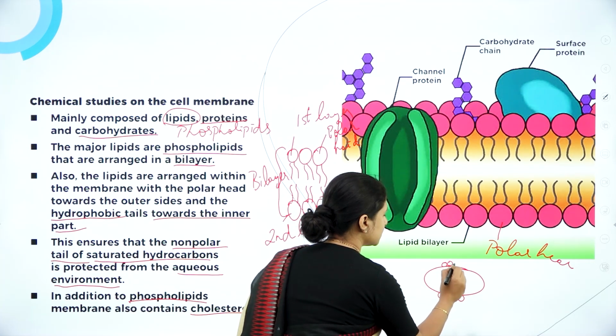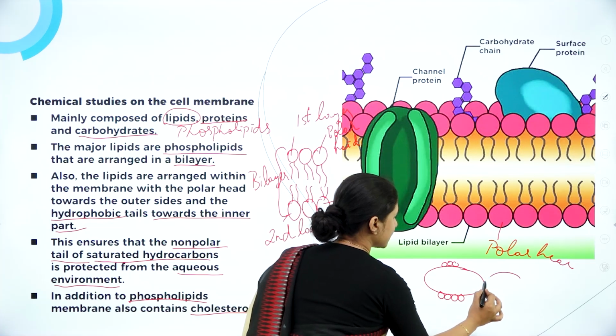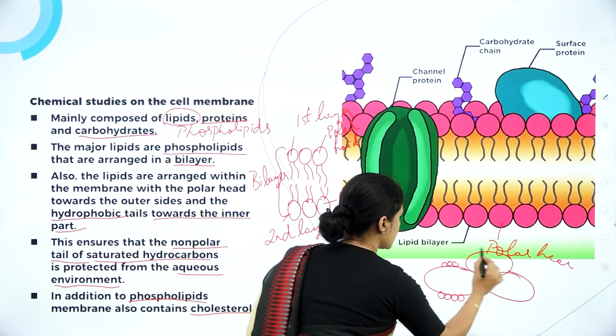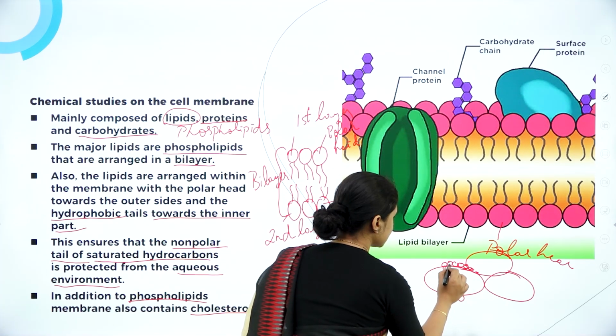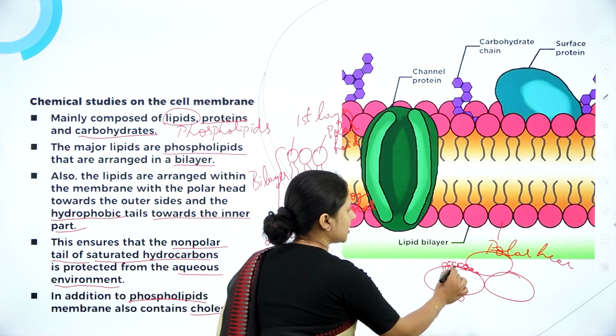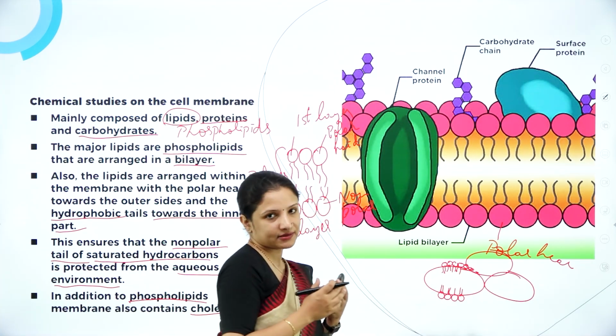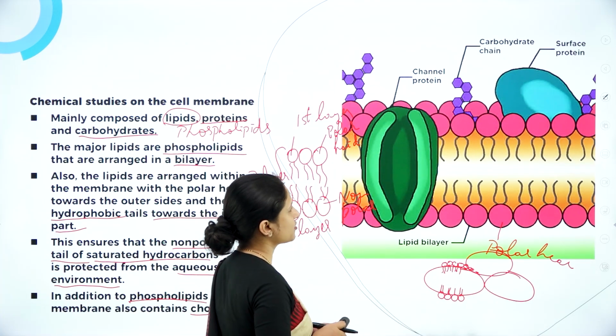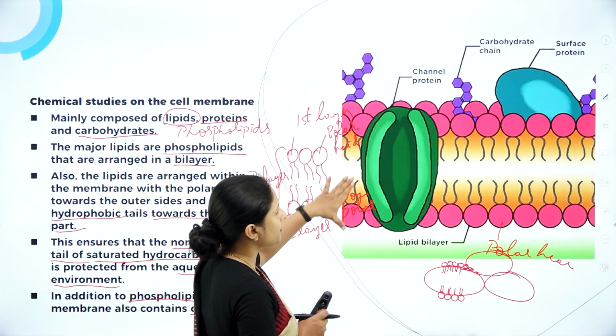It is always towards the outside, and here there will be other neighboring cells like this which are arranged. They are always towards the outside like this, and the tail is always arranged towards the inside. So this is how the cell membrane is always arranged. So they are always arranged towards the inside. So it is made up of a lipid bilayer.